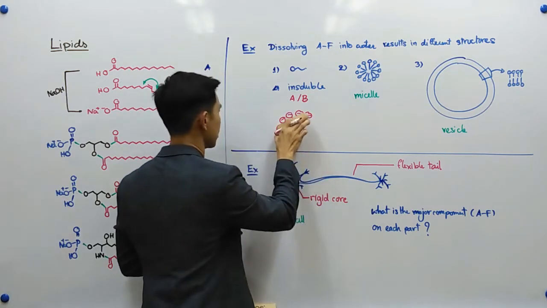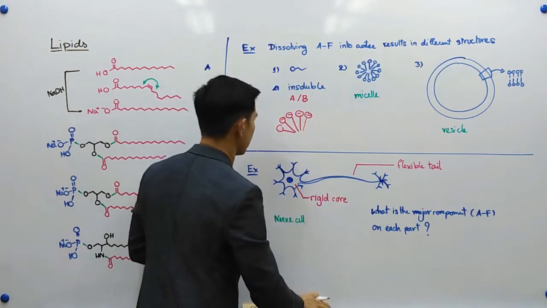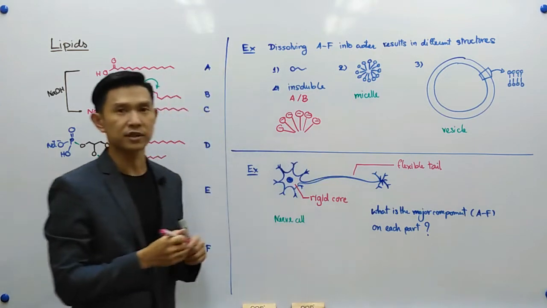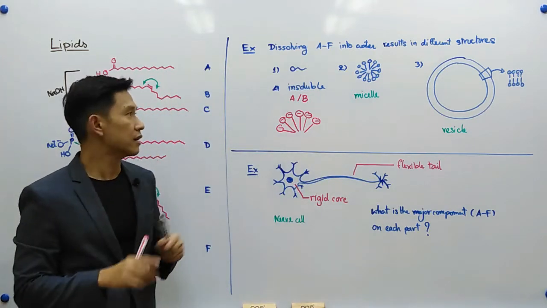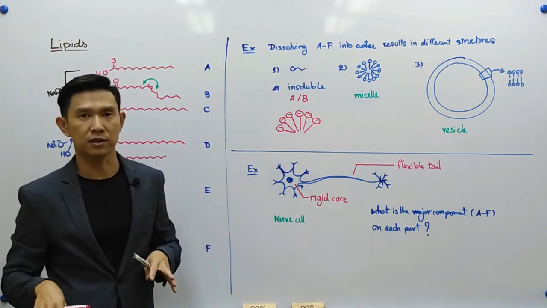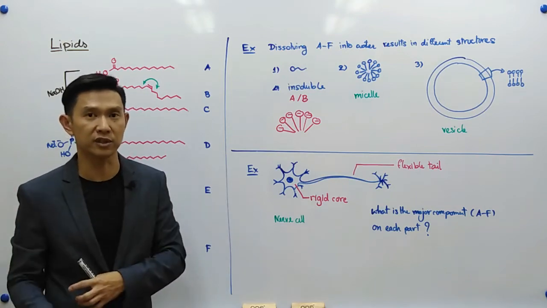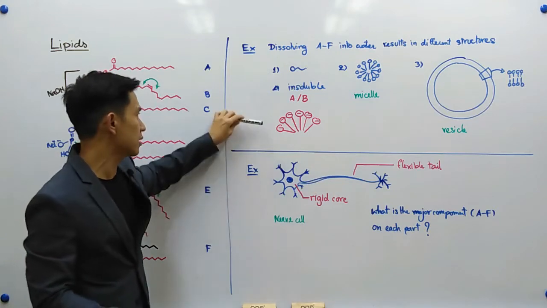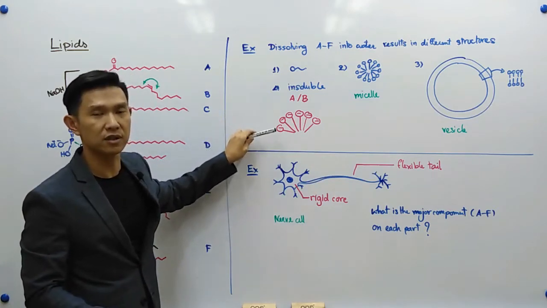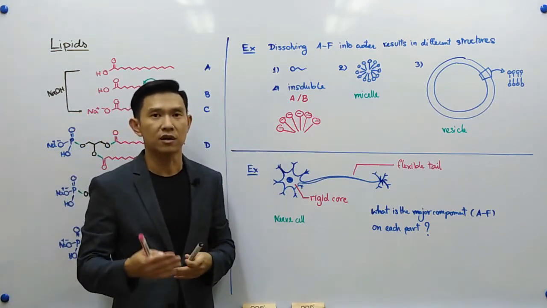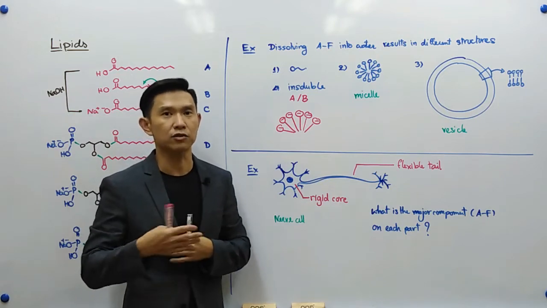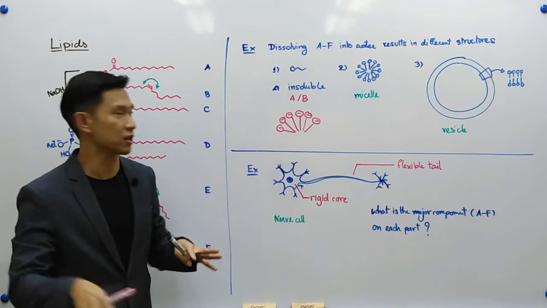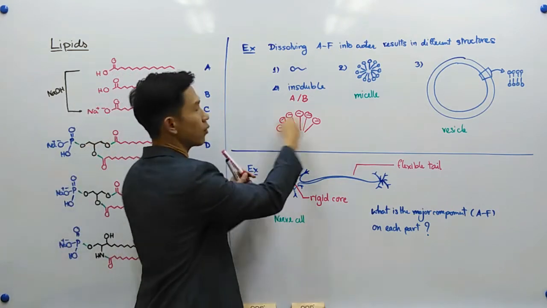Because of the London forces, the long chain hydrocarbons try to be together like that, because they have to leave the aqueous environment. They have no interaction with the aqueous environment, so they pack themselves up together. But the polar part, which is now a negative charge, has electrostatic repulsion, right? Negative and negative repel, so they try to stay away from each other.